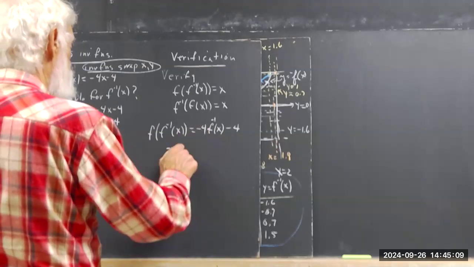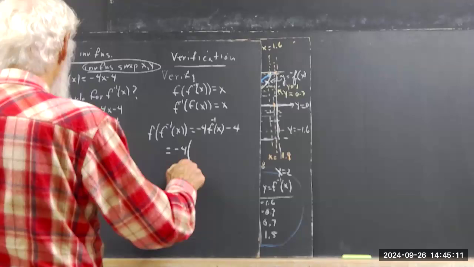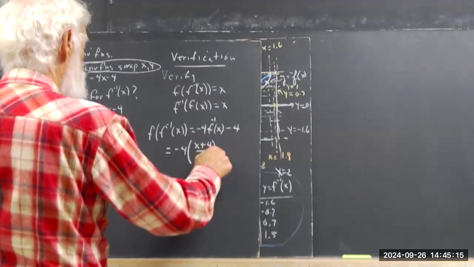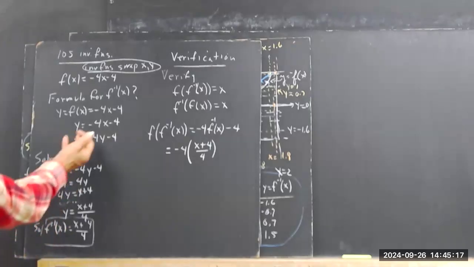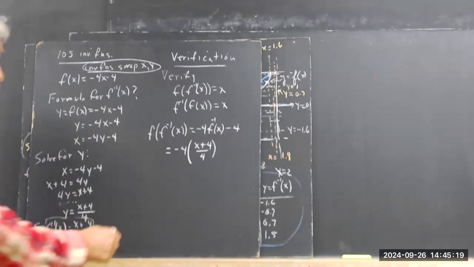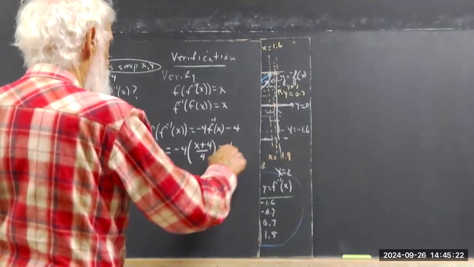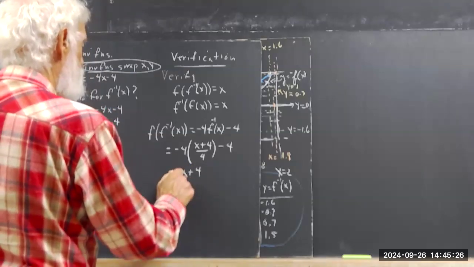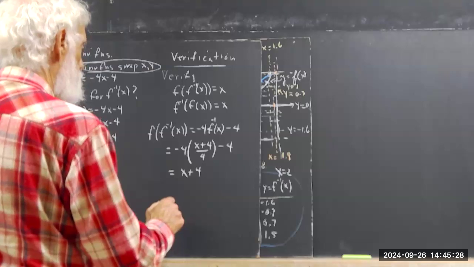Now, f inverse of x is x plus 4 over 4. We just found that by swapping the x and y and solving. And then we have minus 4. That equals x plus 4 is negative.